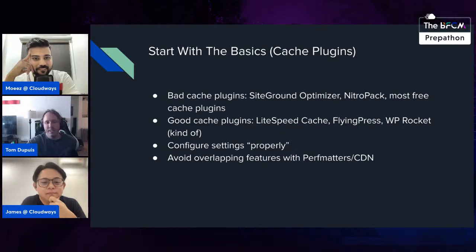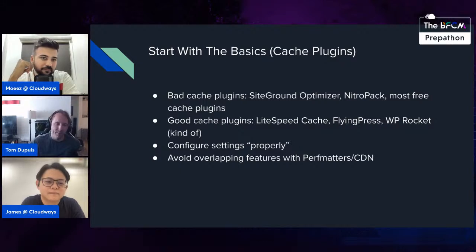So good cache plugins: LiteSpeed Cache, FlyingPress. I'm not a huge fan of WP Rocket anymore, just because I feel like they've stopped innovating as much as LiteSpeed Cache and FlyingPress, and they've kind of fallen behind on features. But that's just me. Configuring the settings properly, there's no one size fits all. I have some good tutorials out there, but that's a big part of Core Web Vitals.